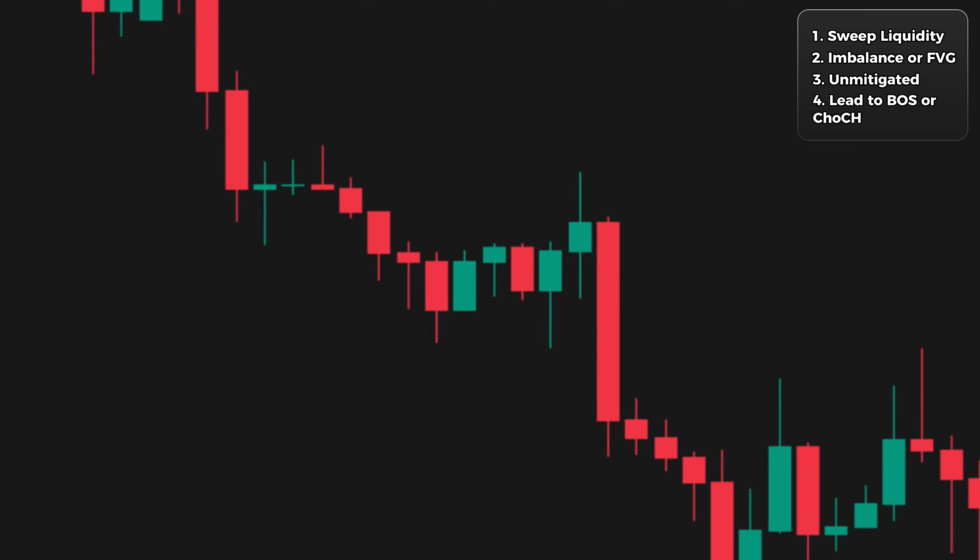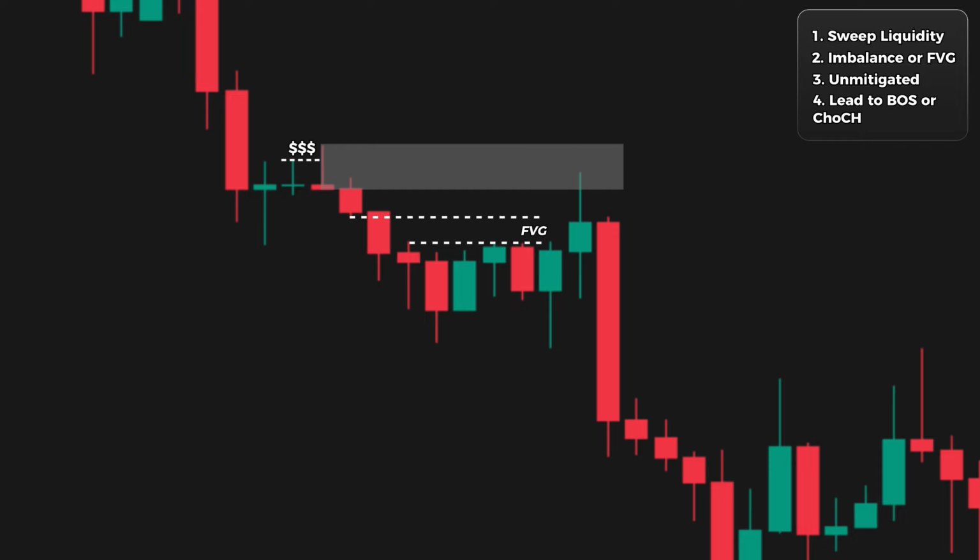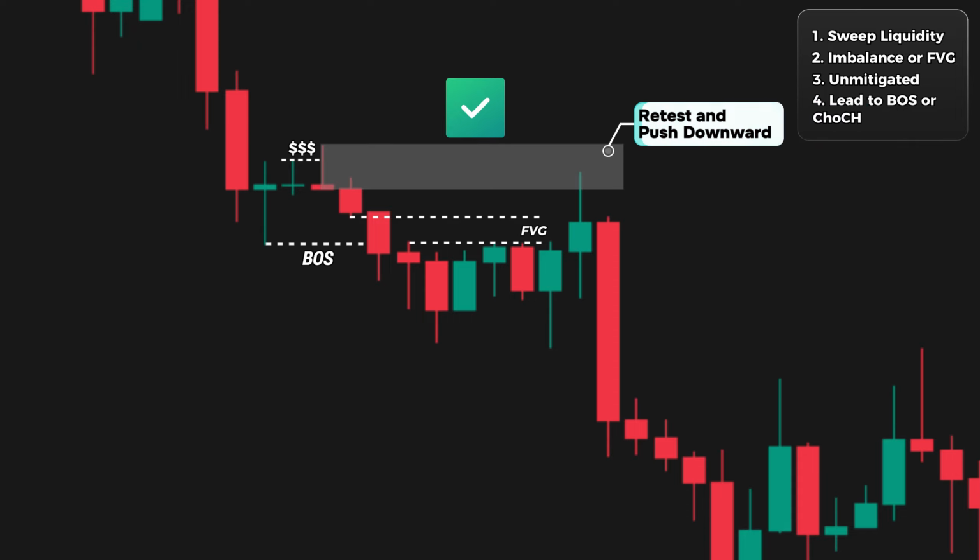Shifting to the fourth order block, this bearish candle sweeps liquidity from the previous candle's high with the formation of a fair value gap in the subsequent candles. Moreover, it remains untouched and is followed by a notable break of structure to the downside, confirming its validity as a strong order block. As a result, the price respected this level and continued its downward movement.